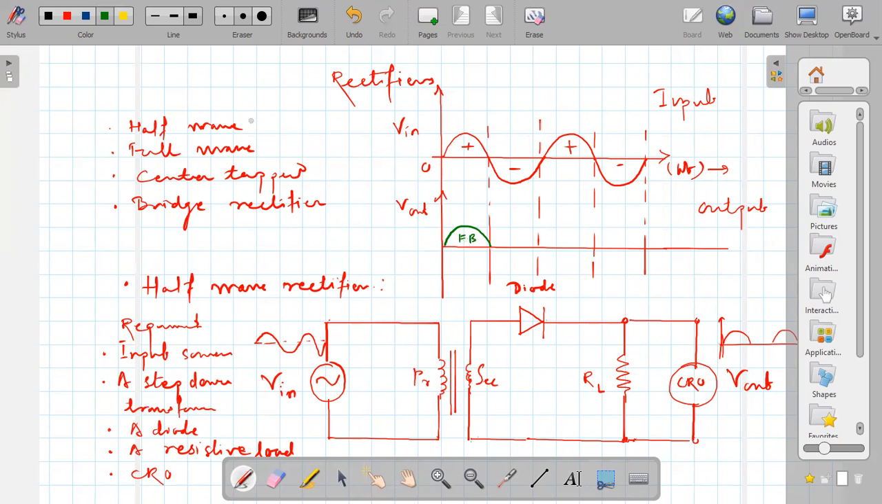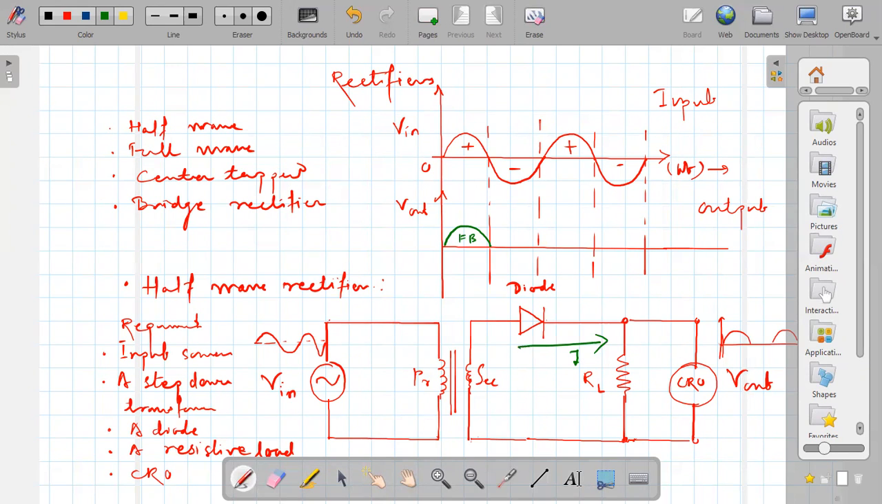Hello, students. Understood this concept? When the positive half input is given to this diode, this diode is in forward bias and therefore current will flow through this circuit. Understood? Therefore current will flow through this circuit.